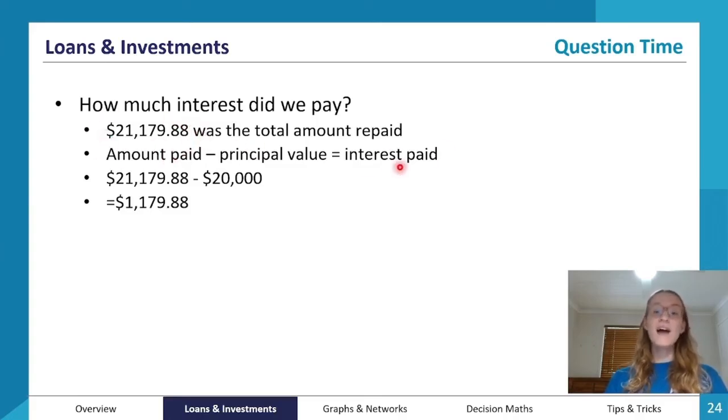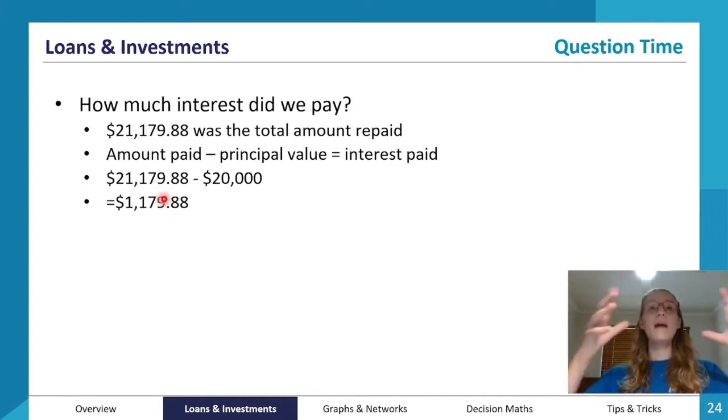So we can see that the total amount they paid back was $21,179.88. To find out the amount of interest paid, we take the amount paid back in total, which is this amount here, and take away the principal value from that. So we have $21,179.88, and we take away $20,000 from that, and that leaves us with $1,179.88. So we can see that that was the amount of interest paid, which makes sense, right?